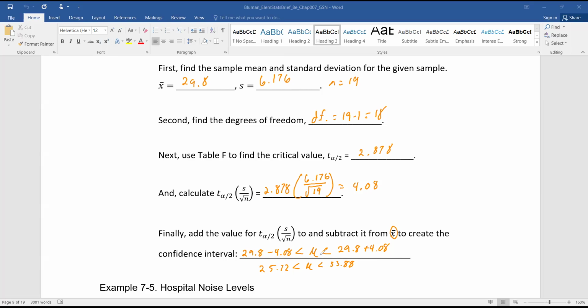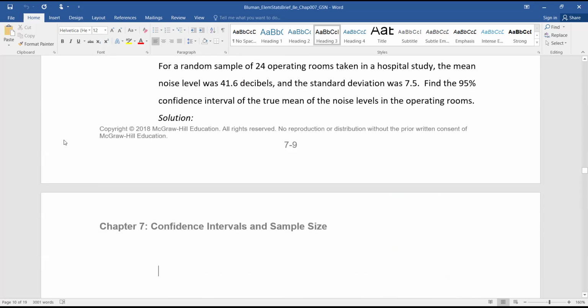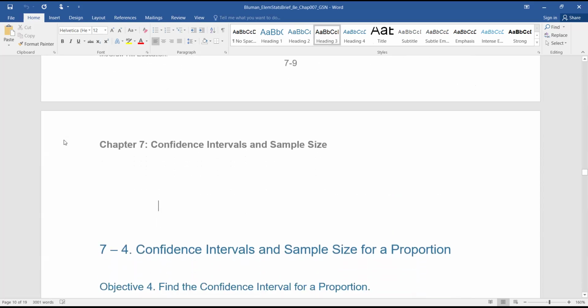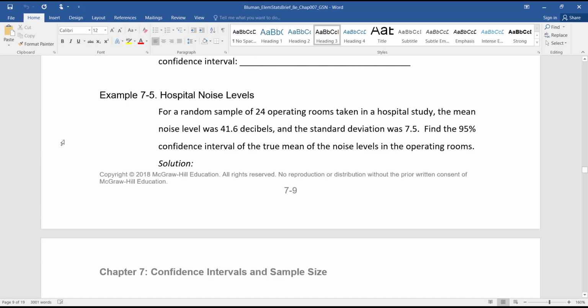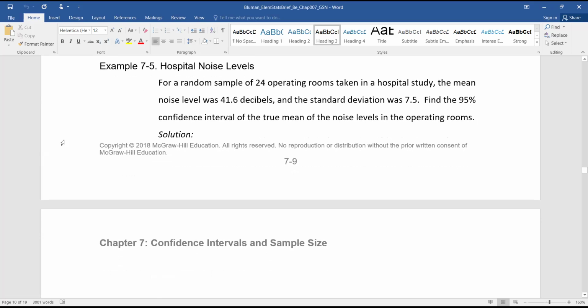All right, let's do another one. Let's get myself enough room. There you go. Okay, so in example 5, we're going to be talking about hospital noise levels. So for a random sample of 24 operating rooms taken in a hospital study, the mean noise level was 41.6 decibels and the standard deviation was 7.5. Find the 95% confidence interval of the true mean of the noise level in the operating room.